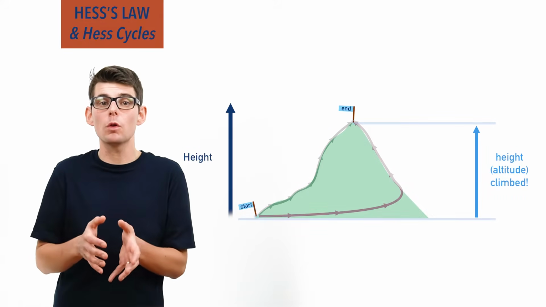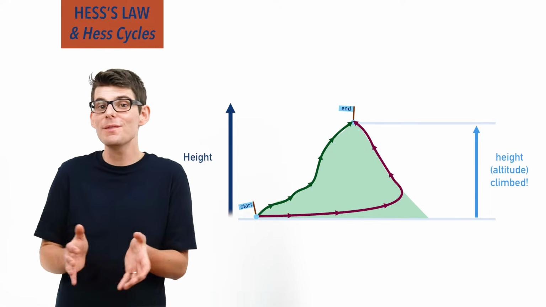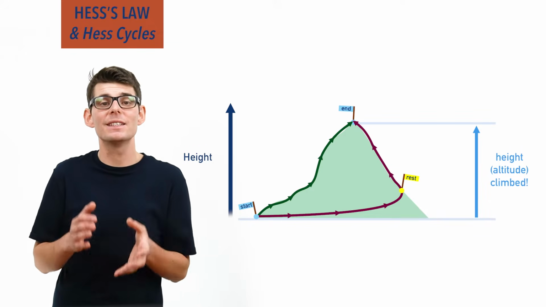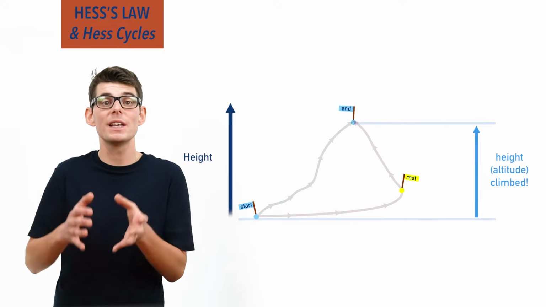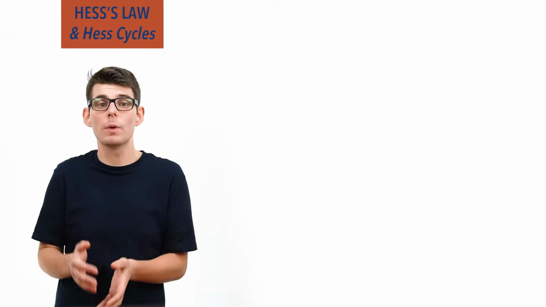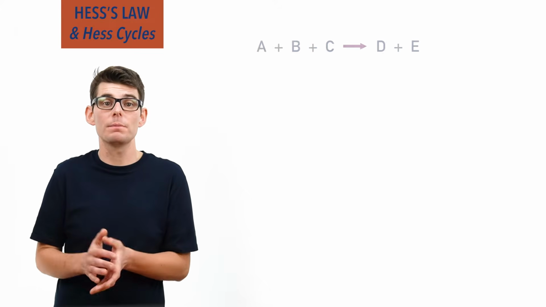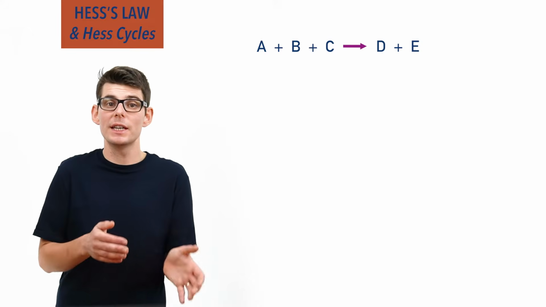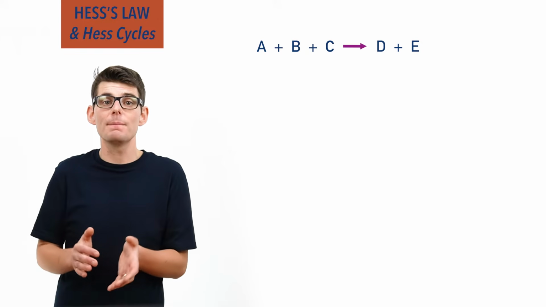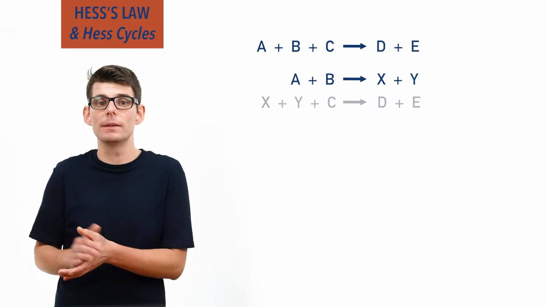There may be more than one way to get up a mountain, but it doesn't matter which way you climb or the route you take, even if you stop halfway up for a rest. By the end, you will always have climbed the same height, as the difference in altitude between the start and end points is still the same. Sometimes in chemistry, there is more than one possible way to turn one set of reactants into particular products. An imaginary reaction between A plus B plus C to form D and E, for example, may be possible in one direct go, or it might be that A and B could react to form X and Y, and they may then react with C to form D and E.